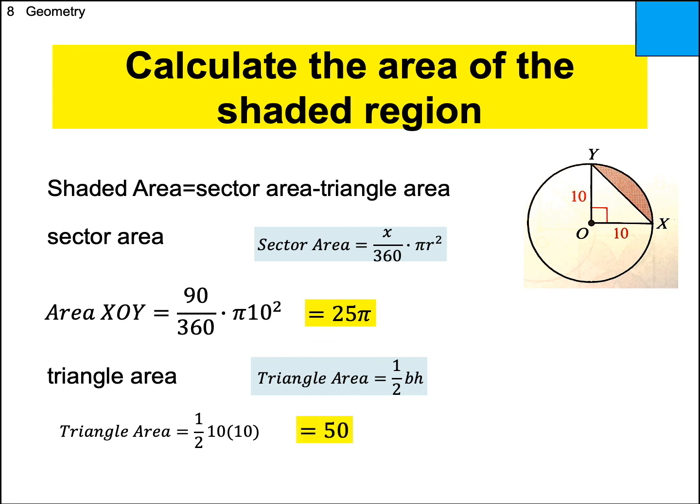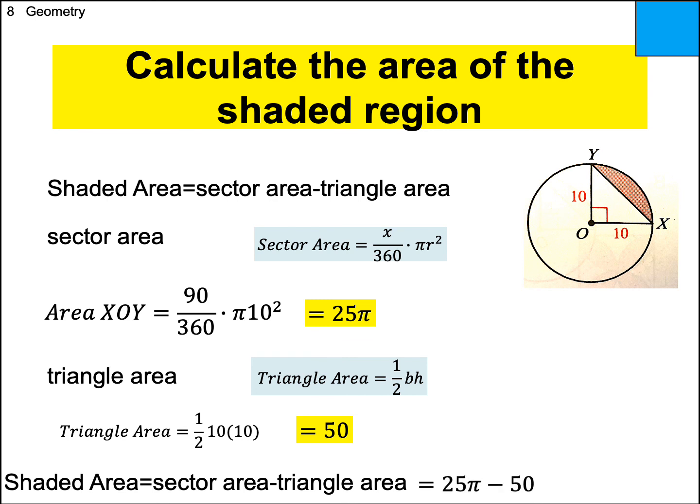So let's see, what's my formula? It says sector area, we calculated that as 25 pi, minus triangle area, we calculated that as 50. So 25 pi minus 50. Now we'll pull out the pi, in other words, multiply by 3.14. So 3.14 times 25, all minus 50, is approximately 28.5 square units. That wasn't too bad. The hardest thing is coming up with the formula itself.